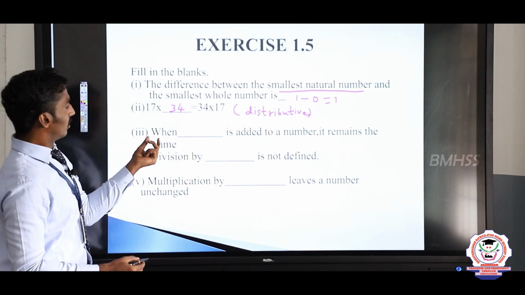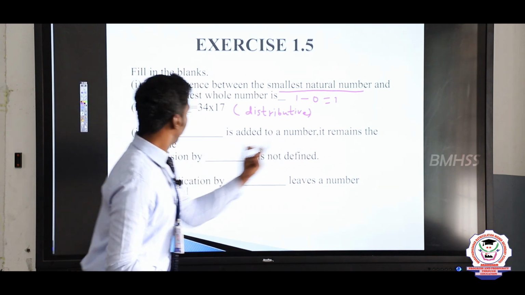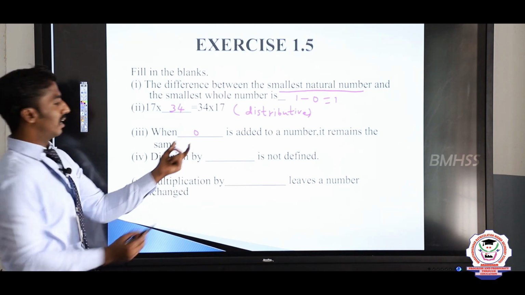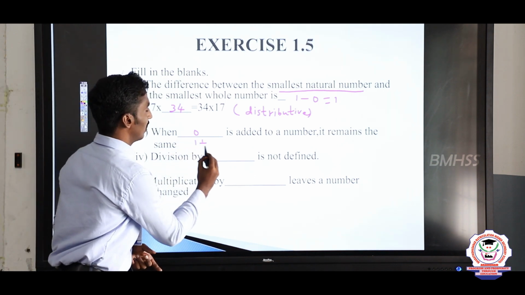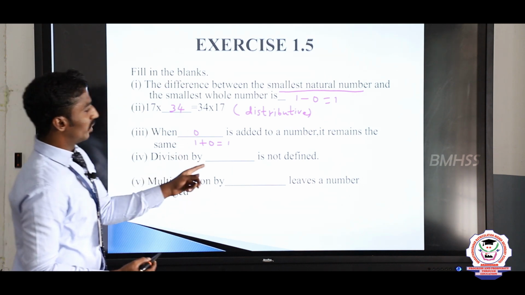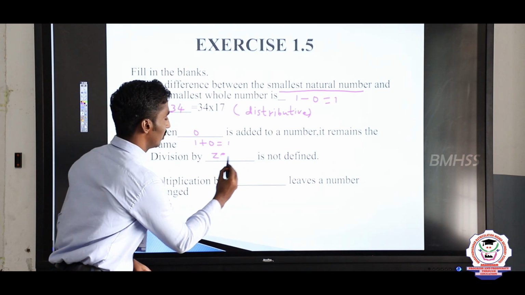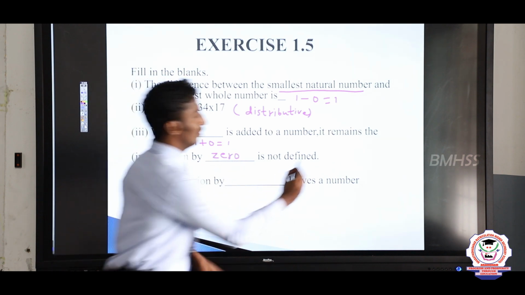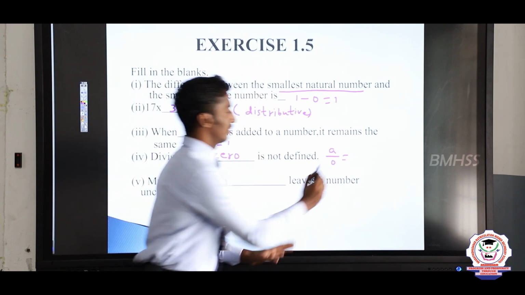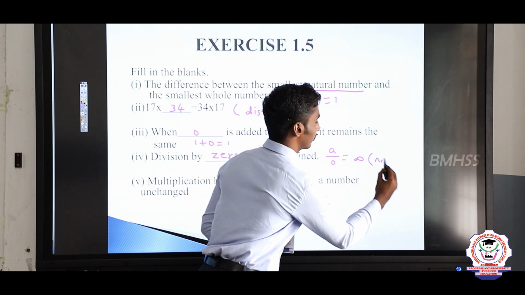Next one, when dash is added to a number, it remains the same. So when 0, the identity element of addition. Example, 1 plus 0 we get 1 only. Next, division by dash is not defined. Division by 0. Any value divided by 0 we get infinite. Infinite means not defined.